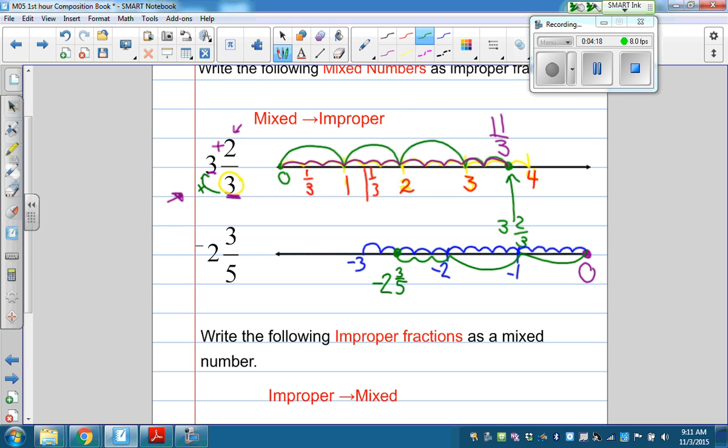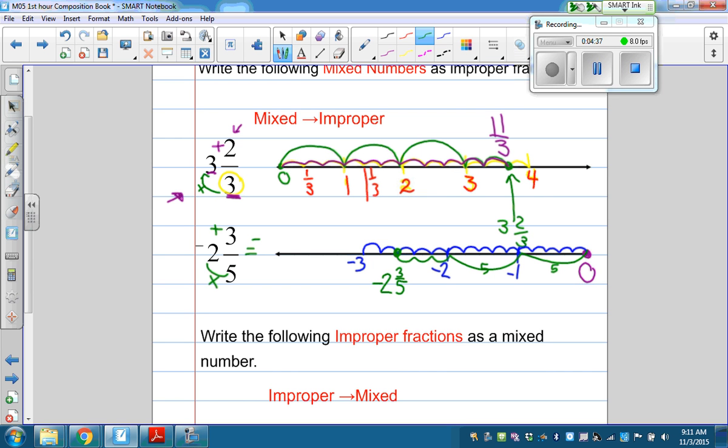How many fifths is it all together? Yeah, there's 5 here, right? 5 here, that's 10, 11, 12, 13. So the shortcut is to multiply these and add that. 2 times 5 is 10. That's 2 sets of 5 plus 3.